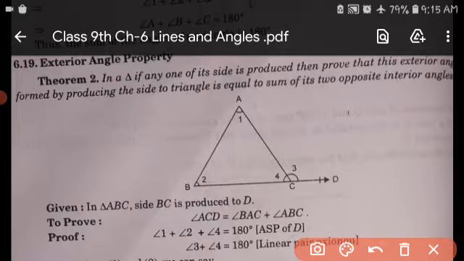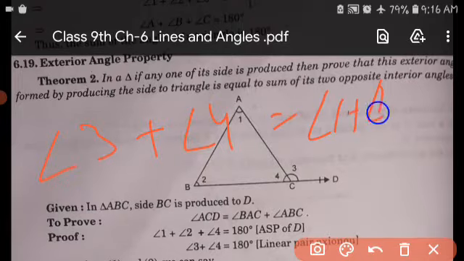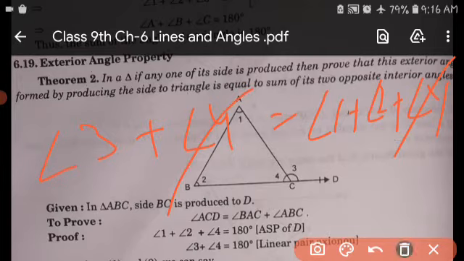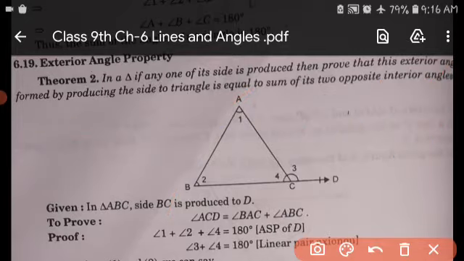Look here, angle 1 plus angle 2 plus angle 4 is 180 degrees, and angle 3 plus angle 4 is also 180 degrees. Now apply equations 1 and 2. Angle 3 plus angle 4 is equal to angle 1 plus angle 2 plus angle 4. Now angle 4 is cancelled out here. Remaining, angle 3 is equal to angle 1 plus angle 2. So the exterior angle of a triangle is equal to the sum of the opposite two interior angles.